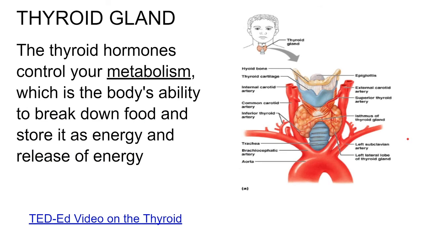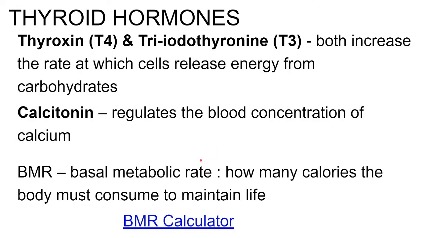Moving on to the thyroid gland. The thyroid hormones control your metabolism, which is the body's ability to break down food and store it as energy and release energy. I mentioned the T4, which is called thyroxine, and then you also have another one called triiodothyronine. I probably butchered that name and I apologize. They both increase the rate at which cells release energy from carbohydrates.